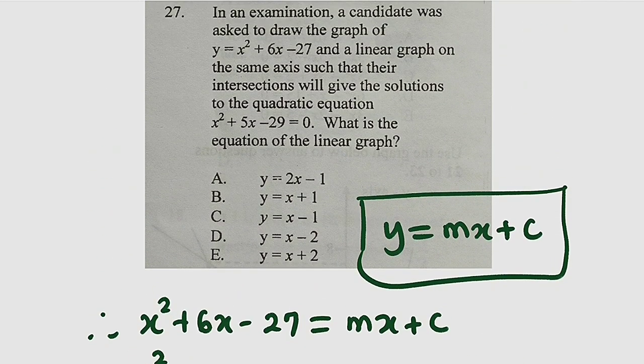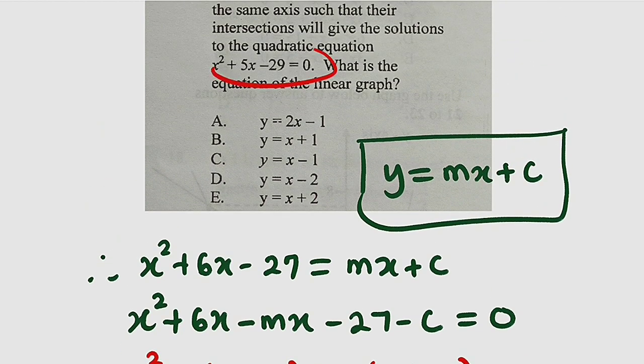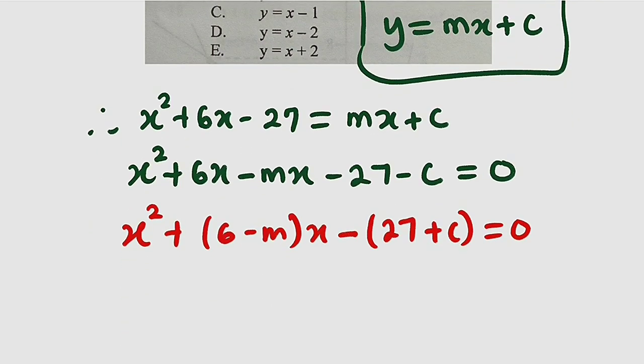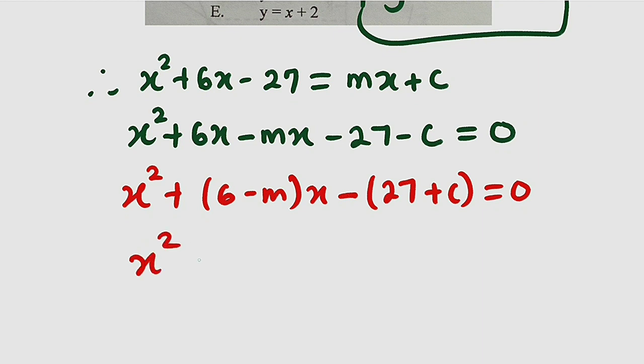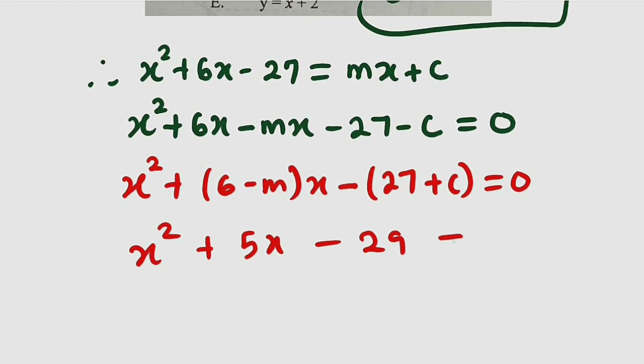But according to the question, it stated that the solution to this quadratic equation determines the points of intersection of this linear and quadratic graph. If you solve this one, you are going to obtain those points of intersection, and they are said to be the solution to this quadratic equation, and hence we can relate them. And this quadratic equation is x squared plus 5x minus 29 equals 0.